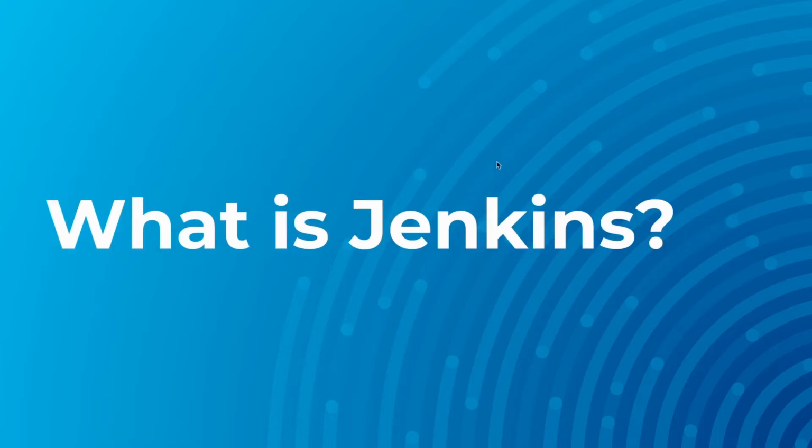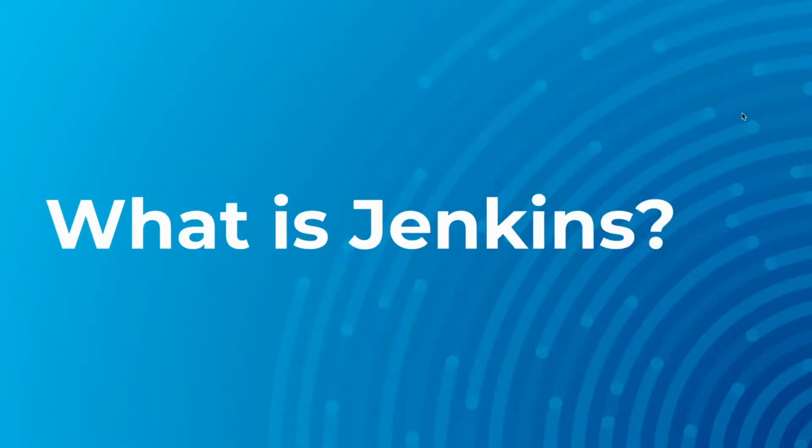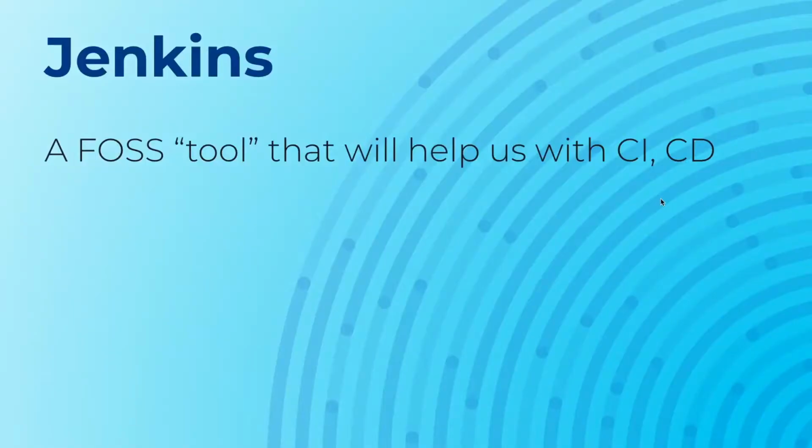What is Jenkins? If we go back to the previous video's presentation, we talked about how with DevOps, there will be a tool that runs automated tests and automated builds, deploys, etc. So Jenkins is one such tool. That's the simplest explanation I can give about Jenkins. And I think it makes more sense to actually work with Jenkins and show you what it can do instead of just talking about all the great things about it. So Jenkins is a free and open source software that will help us with continuous integration and deployment and delivery.